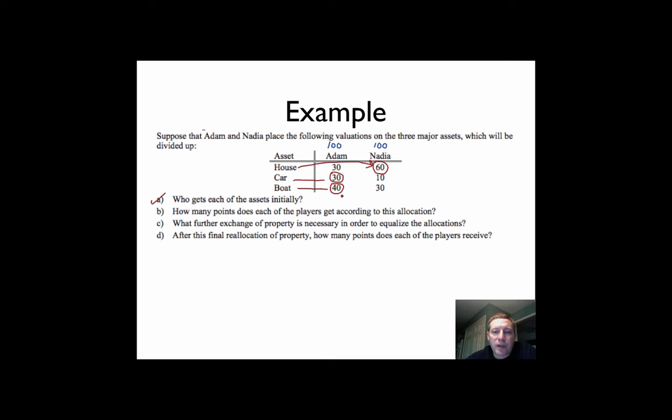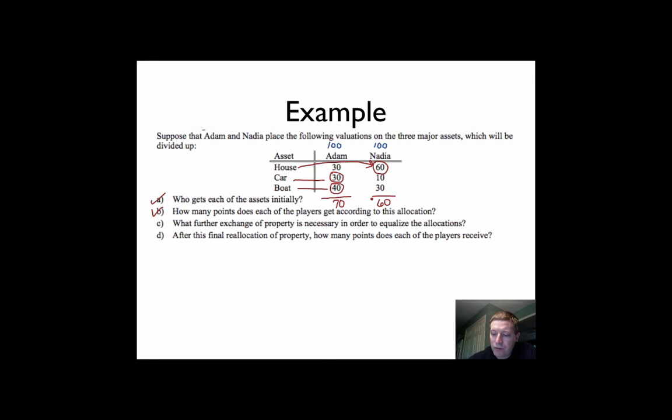Now, how many points does each of the players get according to this allocation? Well, according to this allocation right now, Adam has 70 points worth of stuff, and Nadia has 60 points worth of stuff. And at this moment, that is not really fair. It's not fair that Adam got 70 out of his 100 points and Nadia got 60 out of her 100 points. So therein lies the big problem, and this is what we have to solve using the adjusted winner procedure. So that answers part B. How many points does each person get? It's 70 to 60, and currently that is not fair.